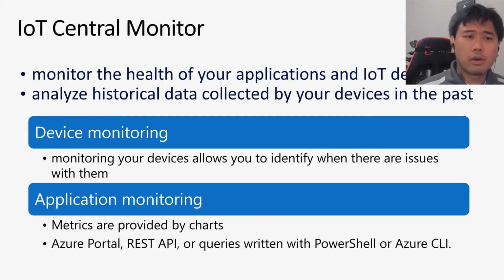There are different ways to monitor a device. You monitor the health of your application and your IoT device. There are two monitoring ways. You can do device monitoring, which allows you to identify what issues the devices have, and then the application monitoring side. This can be part of the Azure portal, or you can read it through REST API, showing what's going on with the IoT Central application itself.